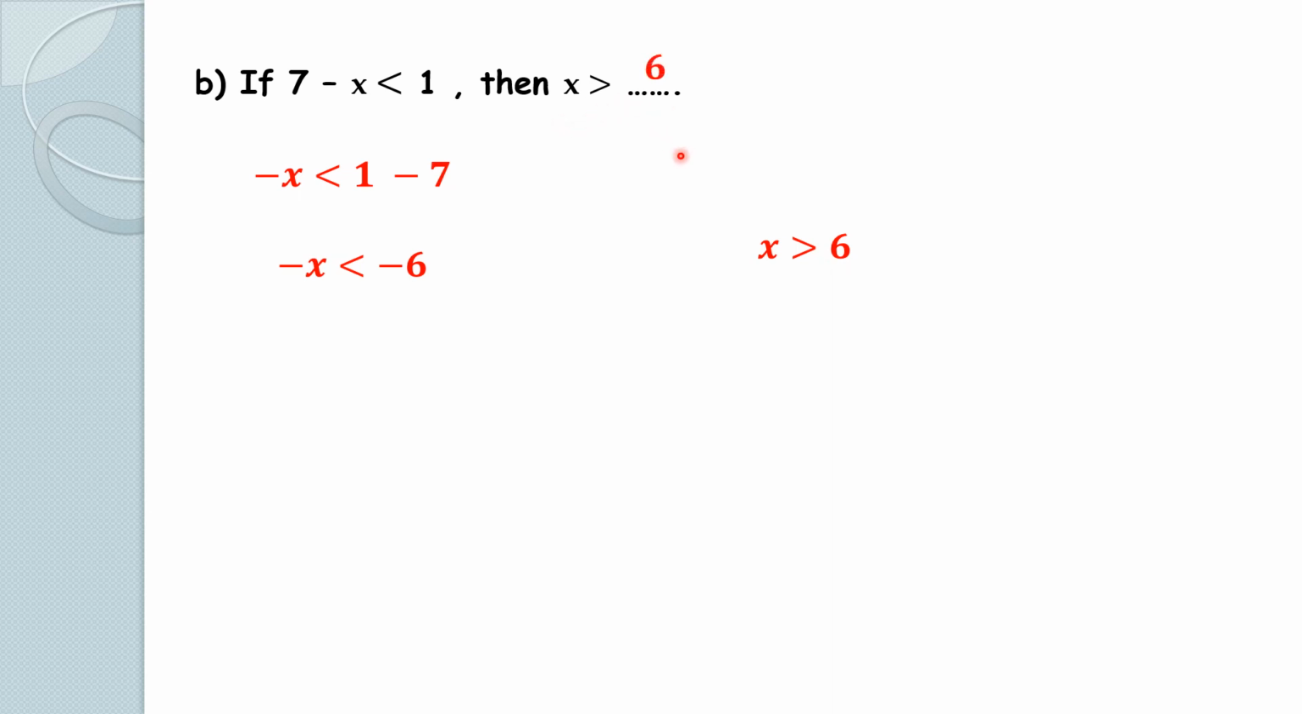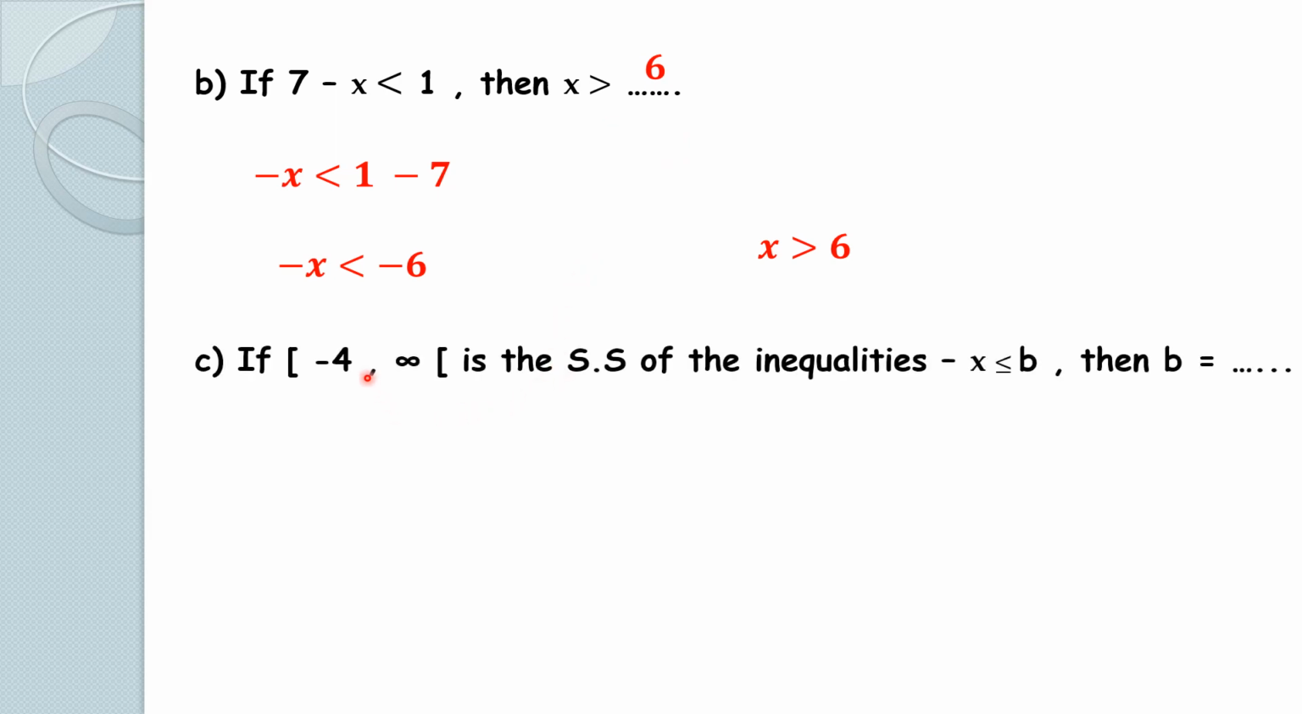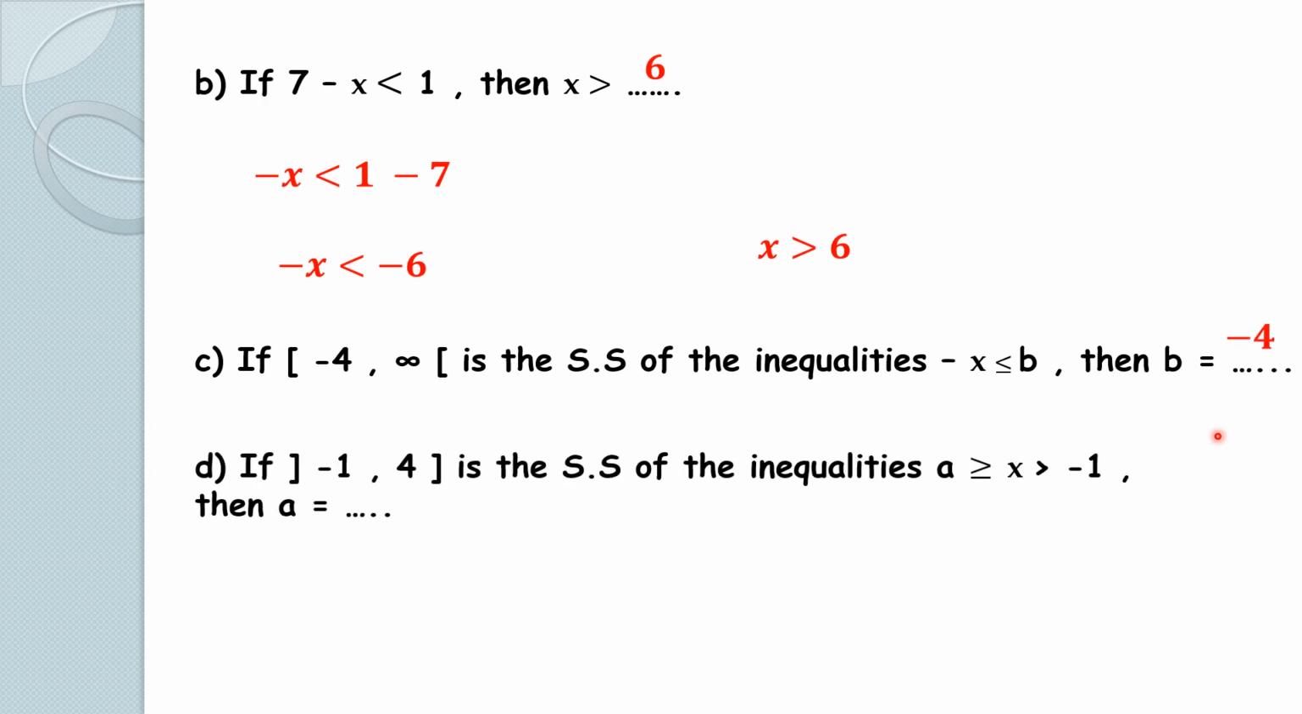Write your answer. Okay, number 3C: if negative 4 closed and infinity open is the solution set of the inequality negative x less than or equal b, find b. To remove the negative, we will change our sign here. So x will be more than or equal b. So b equals negative 4.